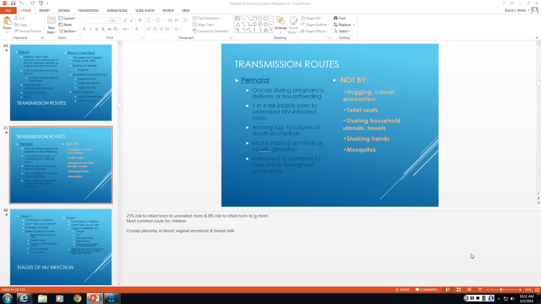Some ways that HIV is not transmitted: it cannot be caused by casual encounters such as hugging. Toilet seats are not a transmission route. Sharing any kind of household utensils or towels is not a transmission route. Mosquitoes are not transmission routes, and neither is shaking hands.